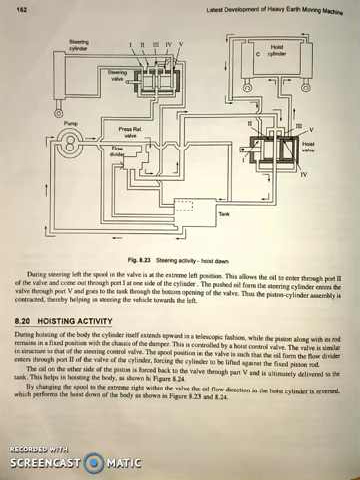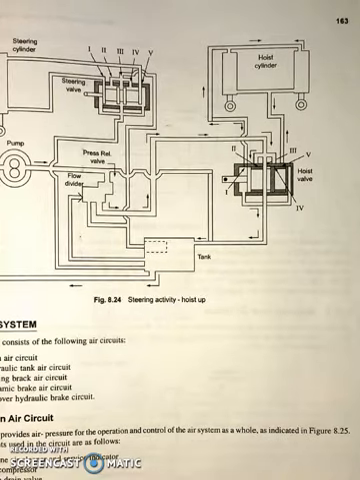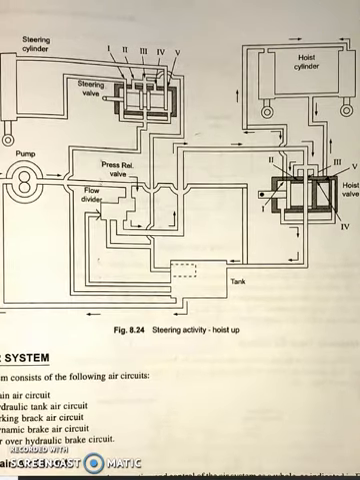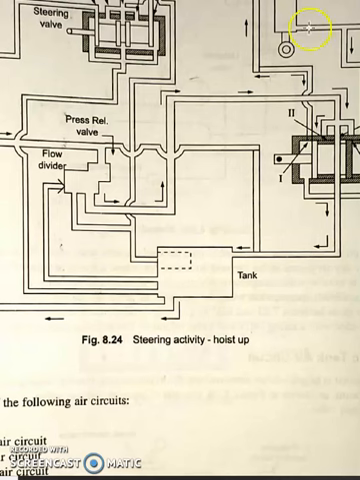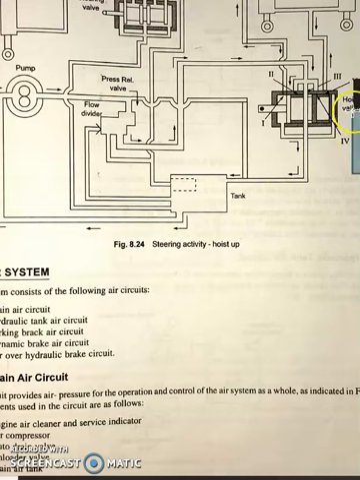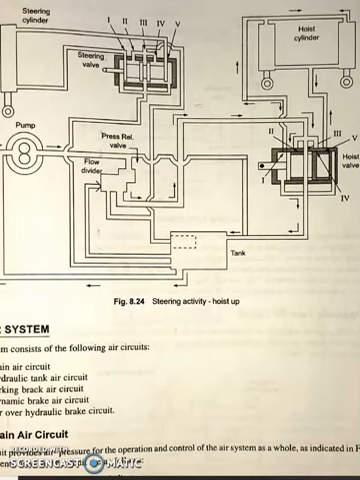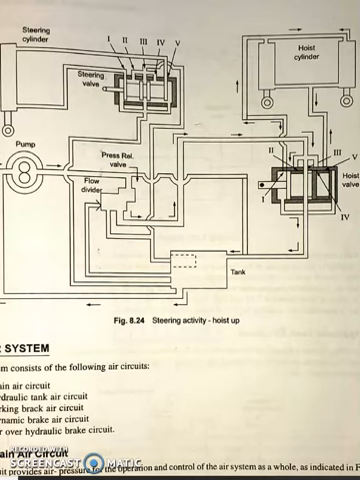The next one is the hoisting activity. During hoisting of the body, the cylinder itself extends upward in a telescopic fashion, while the piston along with its rod remains in a fixed position with the chassis of the dumper. This is controlled by the hoist control valve.